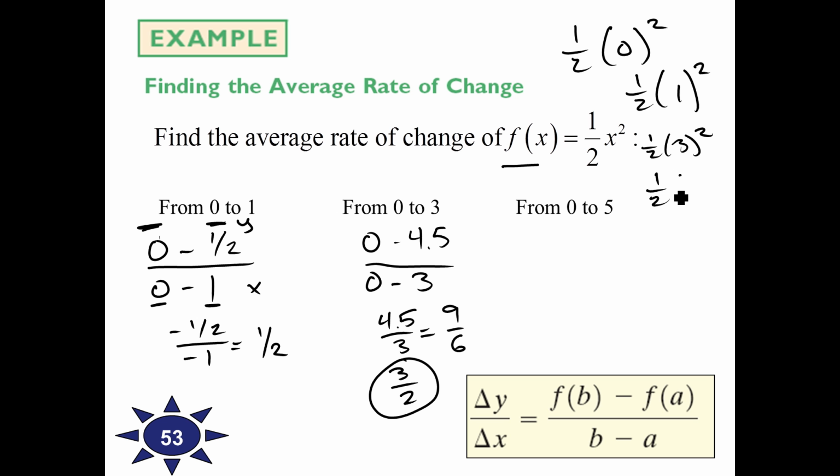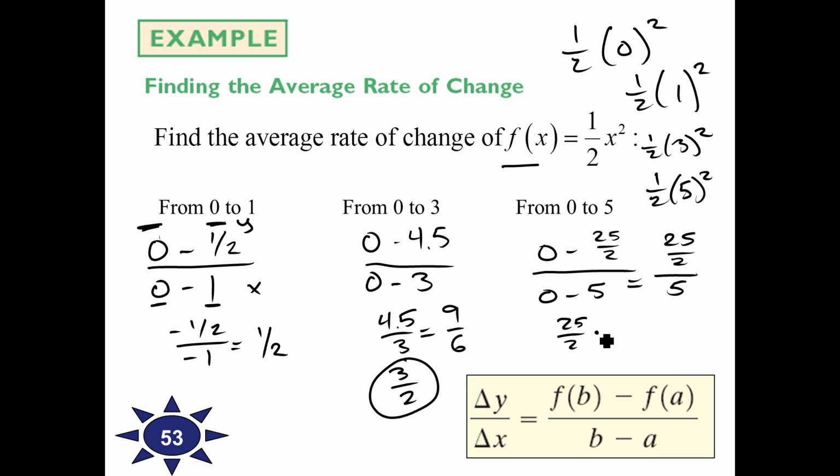And last one, 0 to 5. Let's plug in 5. 1/2 of 5 squared. So that's going to be, let's use some fractions here. This is going to be 0 minus 25 over 2, all over 0 minus 5. So now we've got 25 over 2, all over 5. Never divide fractions. Let's go multiply the reciprocal. 25 over 2 times 1 over 5. And we can do some canceling. We'll be left with a 5 there, and so we'll have 5/2 here. All right, problem 53, yours to try.